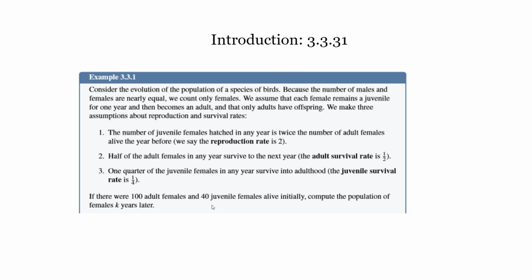So basically, the important part about 3.31 is that you have three important aspects. So you have one, the reproduction rate, and you have the adult survival rate, which is a half, and the juvenile survival rate, which is 1/4. You have to take these numbers and put them into a matrix, and then afterwards you have to find out the eigenvalue. That's essentially what you need to do.